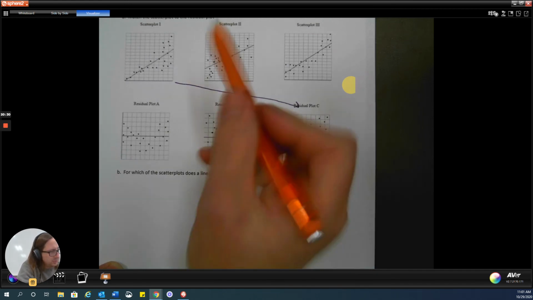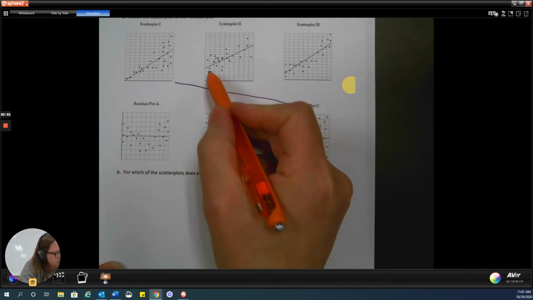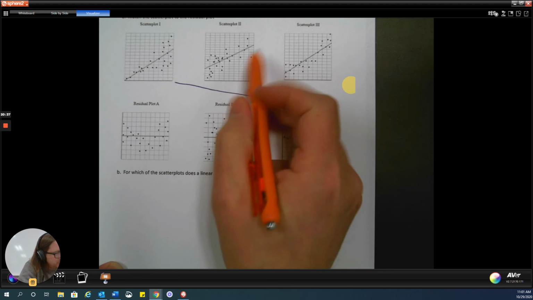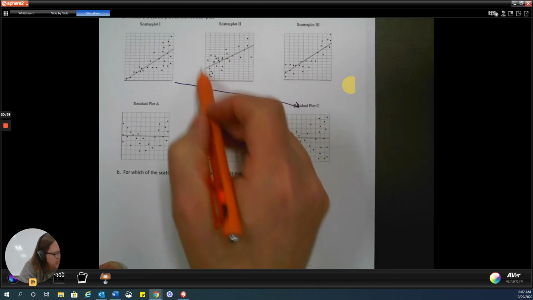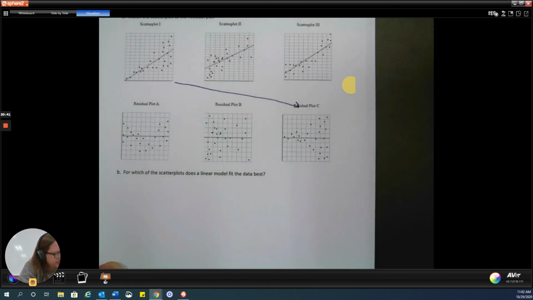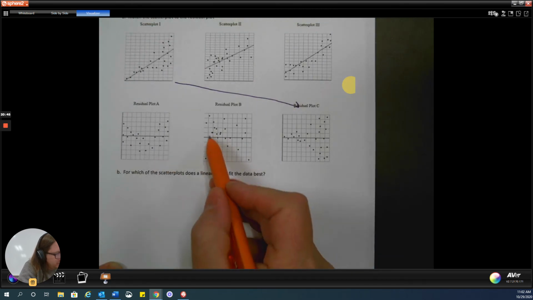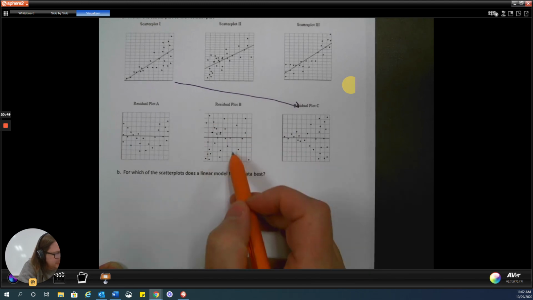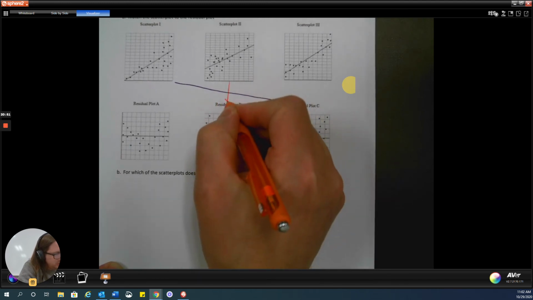Okay, what about this one? Well, this one, we've got some residuals spread out here. It looks like the residuals are pretty evenly spread out all across the line. So which one does that reflect? Well, here the residuals are pretty well spread out all across the line. So it looks like those two would match.